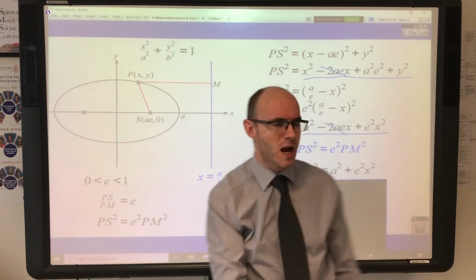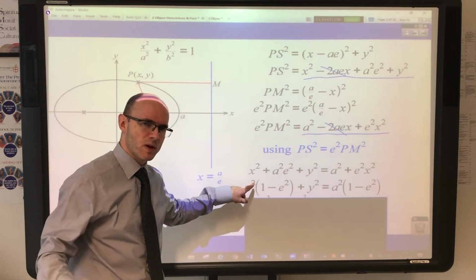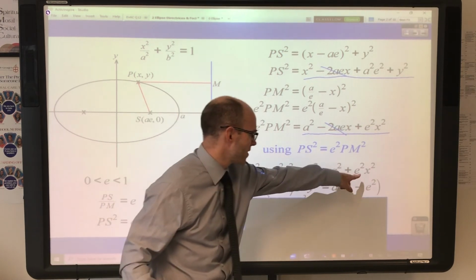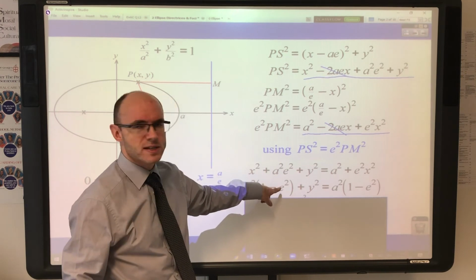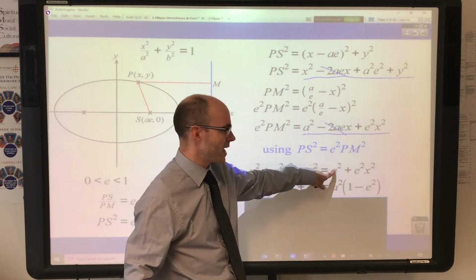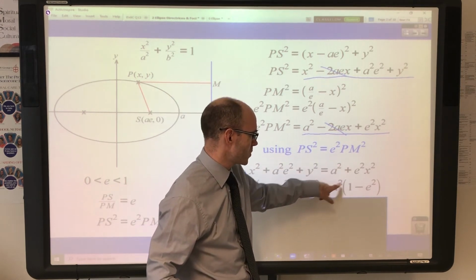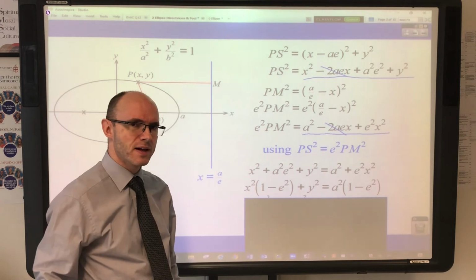And then I'm just going to tidy it up a little bit. So I'm going to get the x squareds onto one side and factorise. If I bring that over, you'll have x squared (1 minus e squared). Keep the y squared there. And then same again with this: put the a squared e squared term onto that side and factorise, a squared (1 minus e squared). Okay.